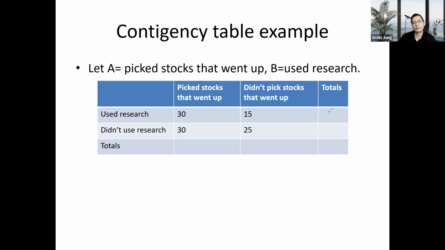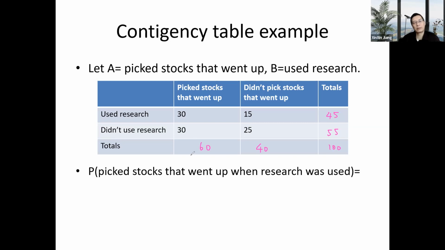You have 45 people who use research and 55 who don't, and 60 people who picked the stocks that went up, and 40 didn't. And the grand total is 100.